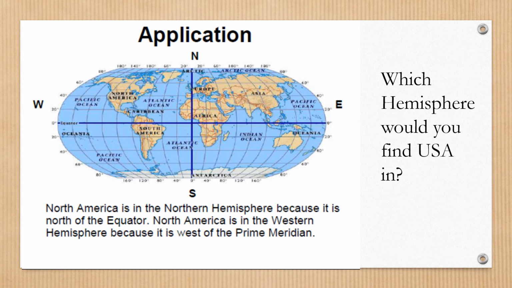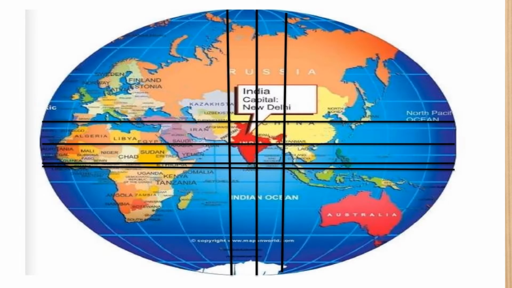So if you were to see, North America or USA will be in the northwestern hemisphere, because it is in the northern hemisphere, north of the equator, and it is west of the prime meridian. That is India. Which hemisphere would you find India in?